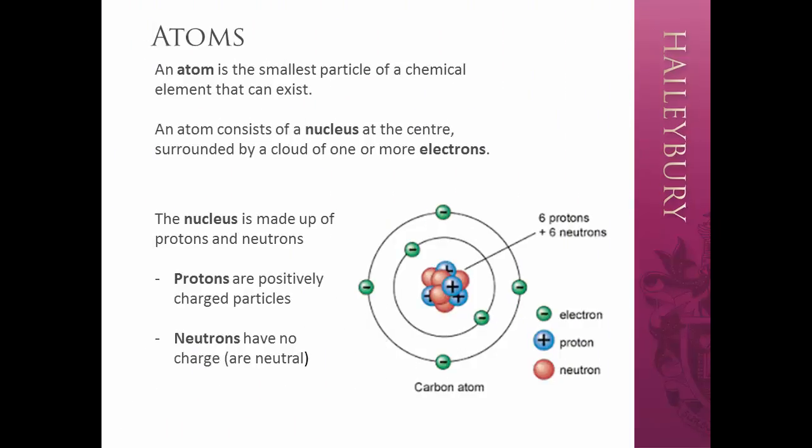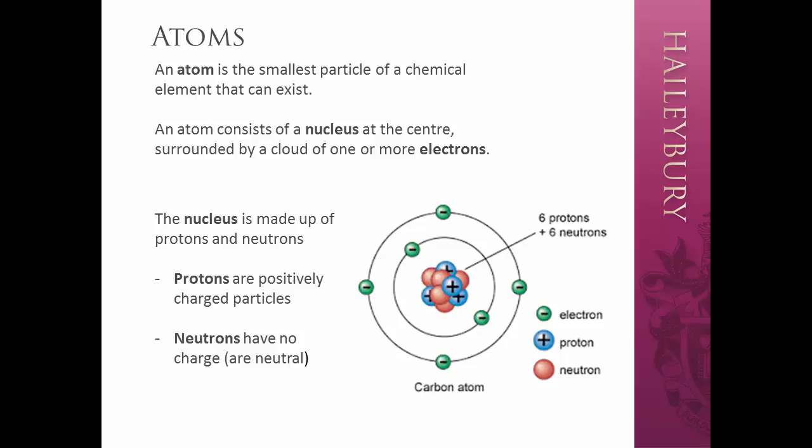So based upon our current understanding, an atom is the smallest particle of a chemical element that can exist. This is not to say that it's the smallest particle of matter, but rather that it's the smallest particle of matter that can still be identified as belonging to a specific chemical element. This can be seen here.